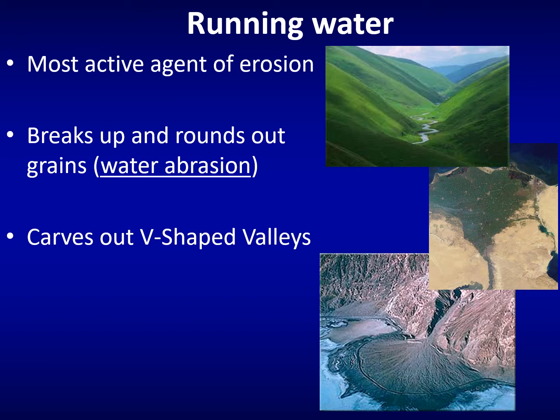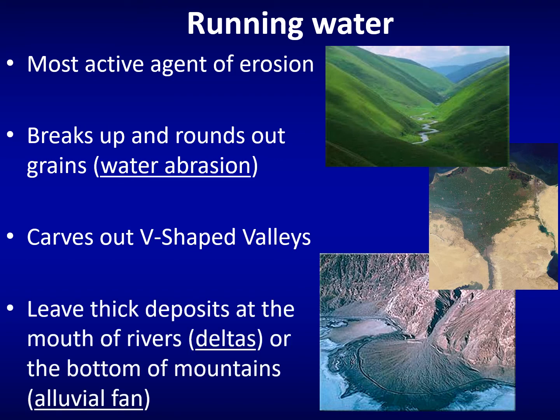It carves out V-shaped valleys, and it leaves behind thick deposits at the mouths of rivers, either at the bottom of a mountainside, as you see pictured in the bottom right there, and those are called alluvial fans. That's when the water slows down so all the sediment it's carrying is dropped.